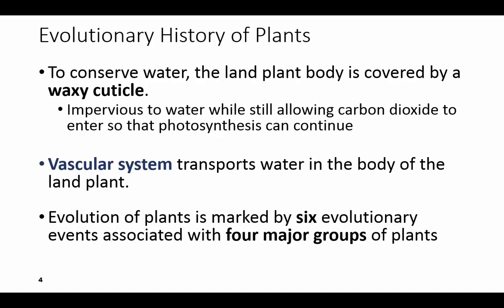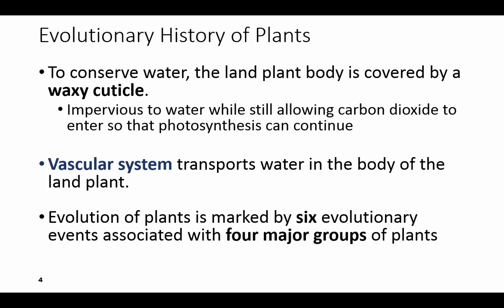And when they moved to land, they had to come up with ways to conserve water. So the body of the plant became covered by a waxy cuticle. It allows the carbon dioxide to enter and the oxygen to leave so that photosynthesis can happen, but it keeps them from losing too much water. They also developed a vascular system, a system of tubes, if you will, that transports water in the body of the plant.